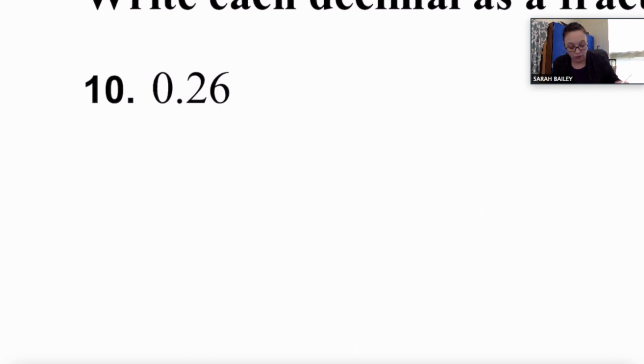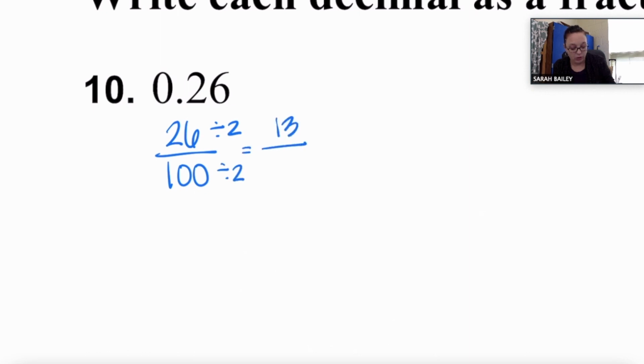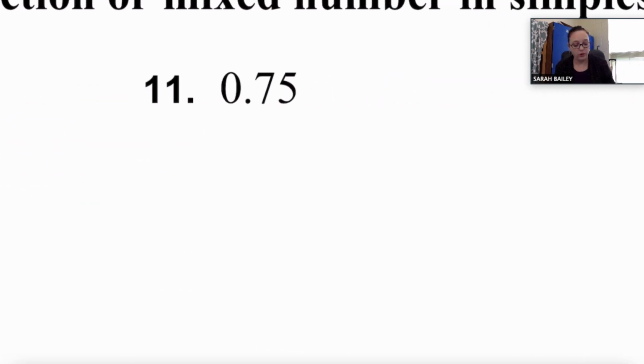So 26 hundredths means 26 over 100. That is the equivalent fraction, but now we just need to simplify. I know just from first glance, 26 and 100 are both even, therefore I can divide both of these numbers by 2. So I end up with 13 50ths. 13 is a prime number. It is not a factor of 50, so this is 13 50ths in simplest form. That's it. Let's go to number 11.